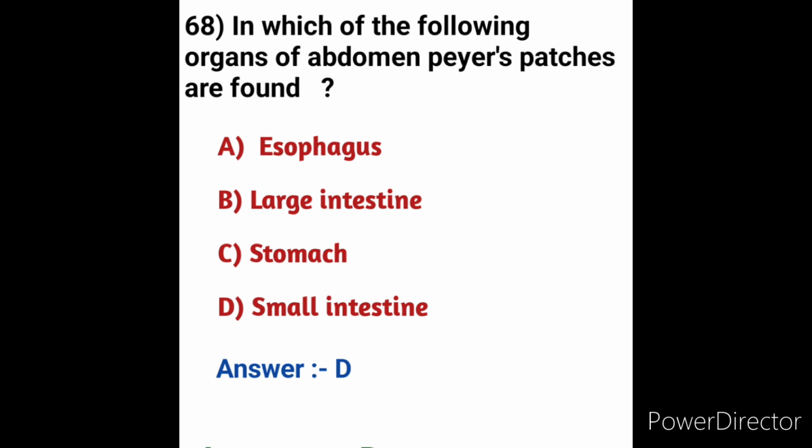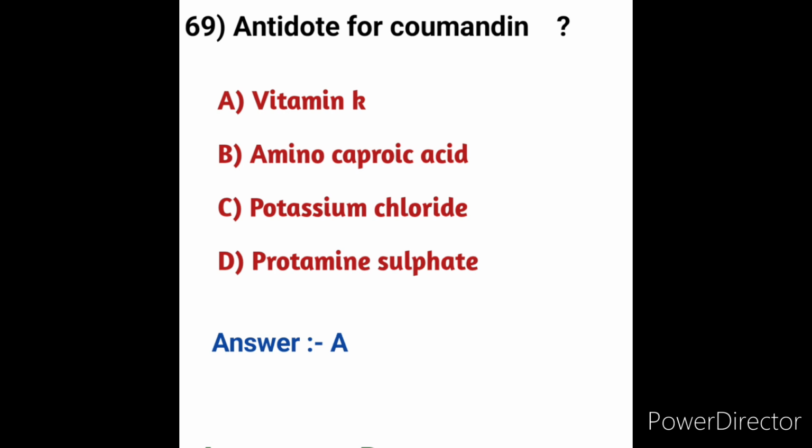Next we will move on to question number 69. The antidote for Coumadin. Coumadin is nothing but warfarin, friends. The other name of Coumadin is warfarin. Here option A vitamin K, option B aminocaproic acid, option C potassium chloride, option D protamine sulfate.